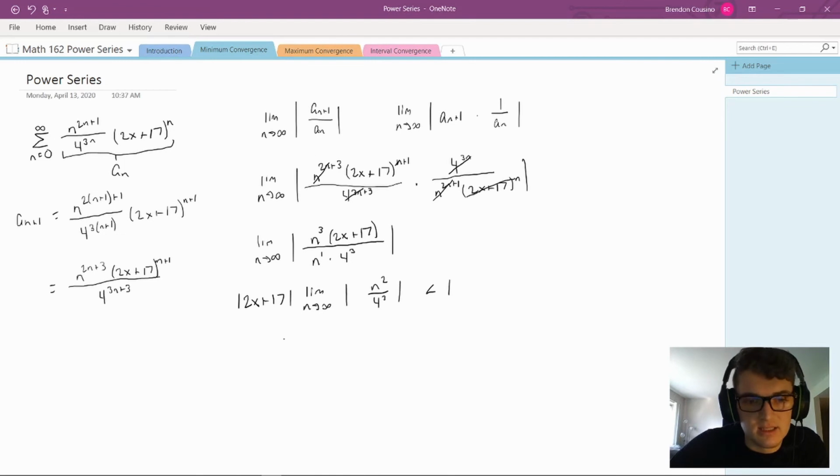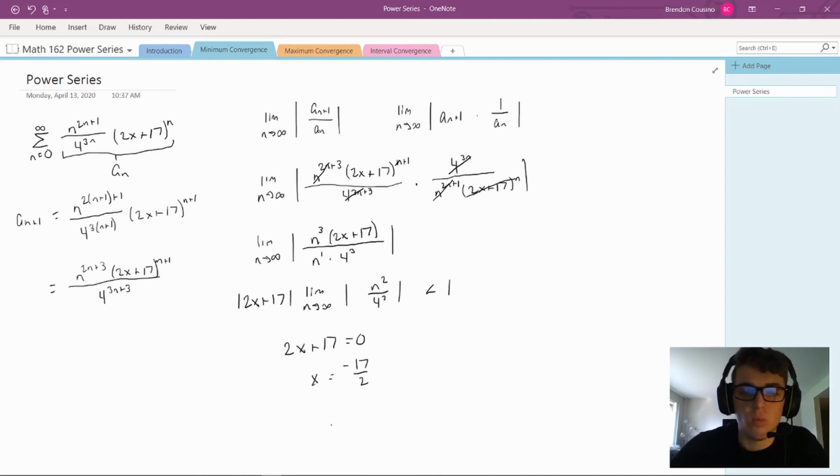So let's go ahead and set this equal to 0 to find our x value. So 2x plus 17 is equal to 0. So we're going to get, looks like x is equal to negative 17 over 2. So then that tells us that we only have one spot where our power series converges, and that's going to be at x is equal to negative 17 over 2. So this is our interval of convergence, this negative 17 over 2.